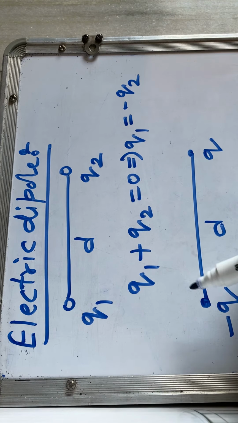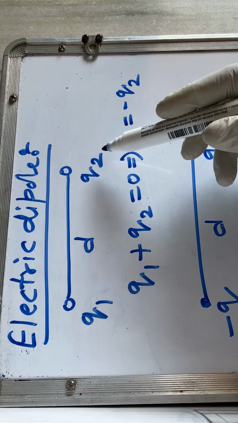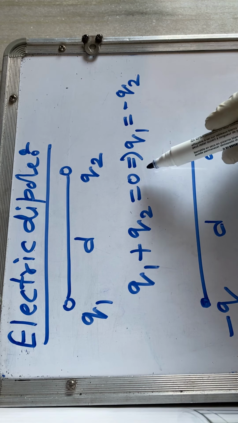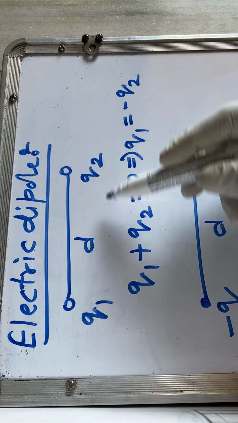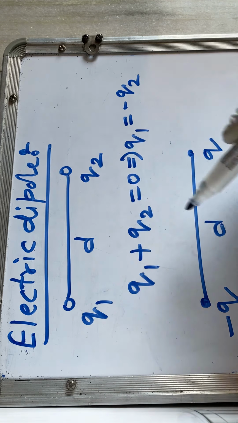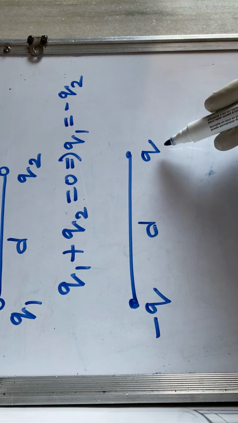Electric dipole. How do we define an electric dipole? Any two point charges, if they satisfy the relation q1 plus q2 equals 0 and are separated by a small distance, they constitute an electric dipole. Which means what? The charges should be equal and opposite.